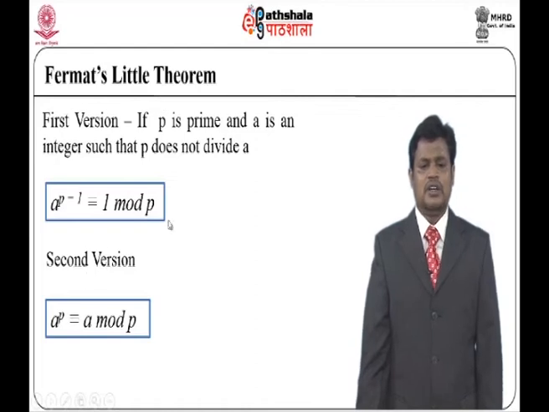The second version removes the condition. What is the condition? p does not divide a. That condition is removed. So what does this theorem say? a power p, where a is an integer and p is a prime number, is congruent to a mod p. So when I have a power p mod p, I directly say that the answer is a. I do not need to solve this.